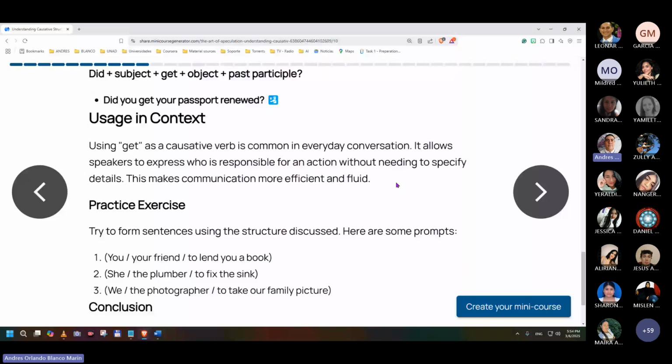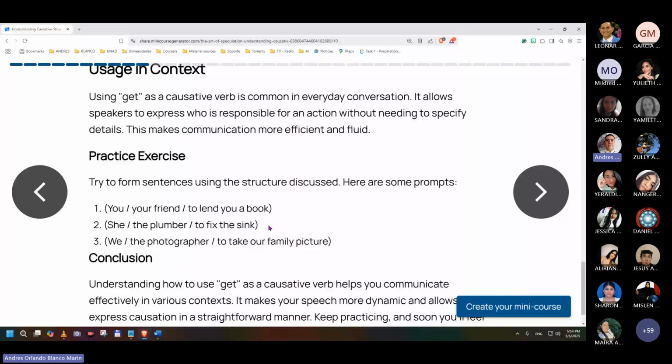The chat is inactive. Okay, who can form a sentence and say it out loud with this structure? You, your friend, to lend you a book. Who can create a sentence using get? There are many options because you can use any verb tense. So create a sentence with you as subject, object your friend, and the action would be to lend you a book.